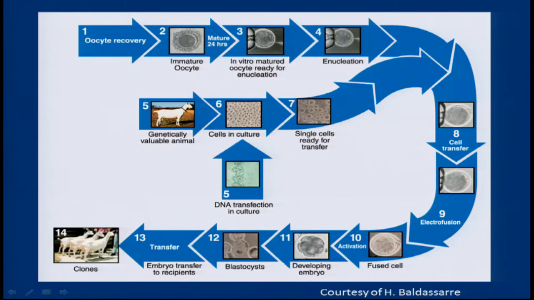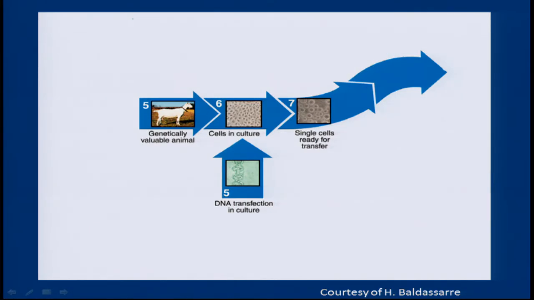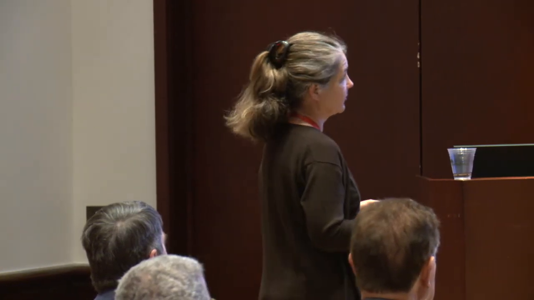So what are the logistics of doing somatic cell nuclear transfer for transgenic production? Well, it's a little complicated, so I'll break it down. First, you want to find a genetically valuable animal, because if you're producing a biopharmaceutical in milk, you want an animal that makes lots of milk. You don't want to start off with a bad milk production.